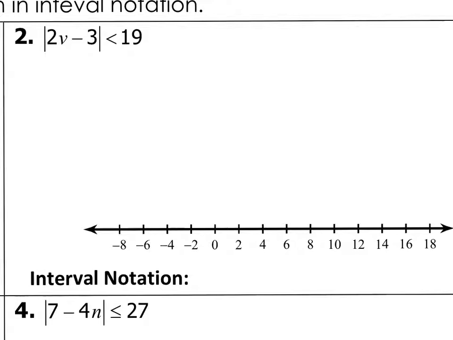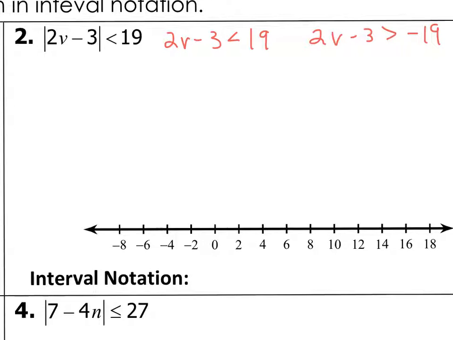Let's try number 2. So again, this one is isolated already. The absolute value is all by itself on the left-hand side. So now we're just going to set up our two cases. So we have 2v minus 3 is less than 19. Okay, so now when we deal with the negative value, we're going to reverse the inequality sign. So for the second case, we have 2v minus 3 is greater than negative 19.